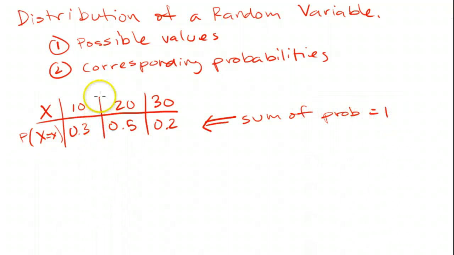And let's just check that really quick just to make sure. So 0.3 plus 0.5 plus 0.2, well that's 0.8 plus 0.2, which is 1. Right, so this, again, is the probability distribution of this random variable.